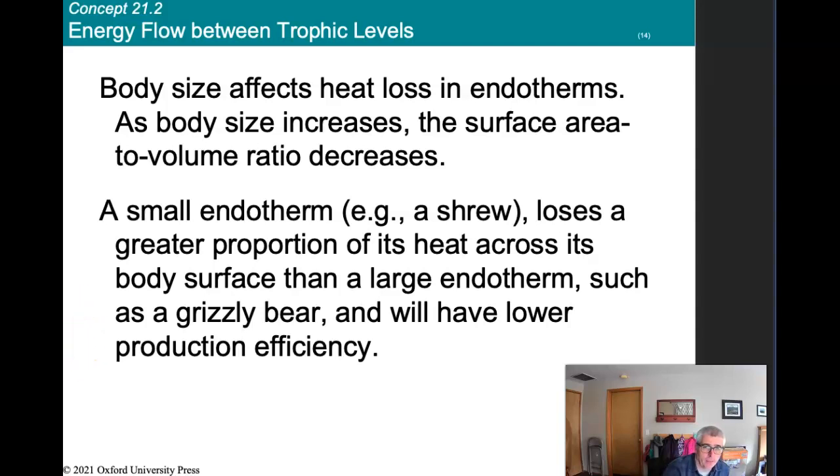Meaning that it's easier for a large animal to stay warm than it is for a small animal, because a large animal has more internal mass, more volume, compared to the amount of surface area, where a small animal has more surface area for their given volume of mass.